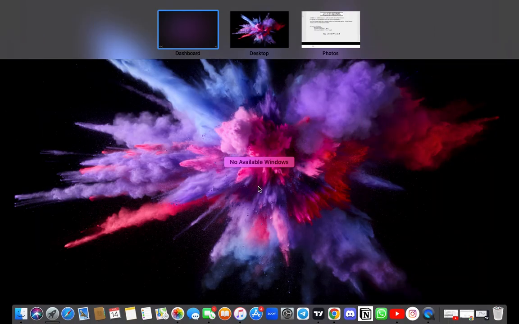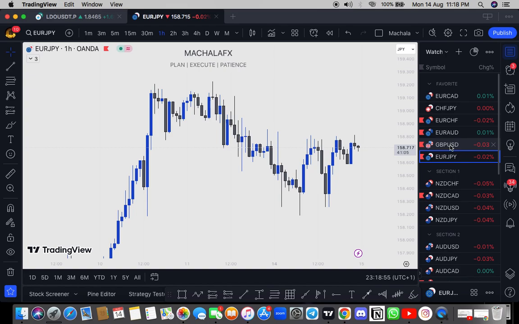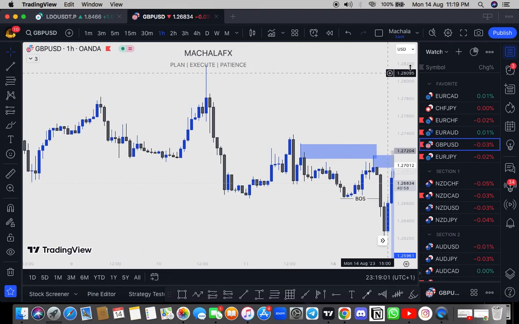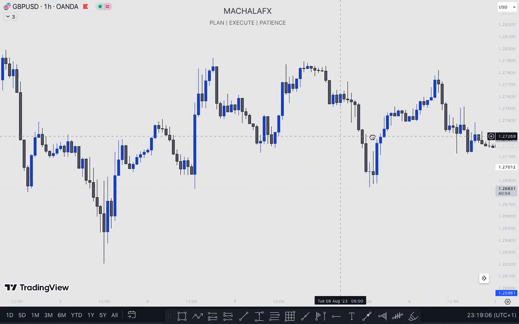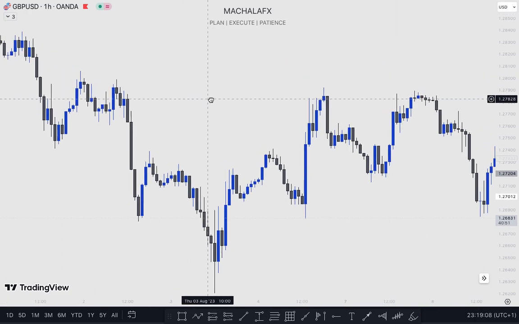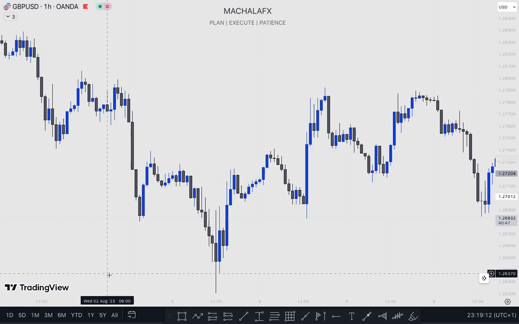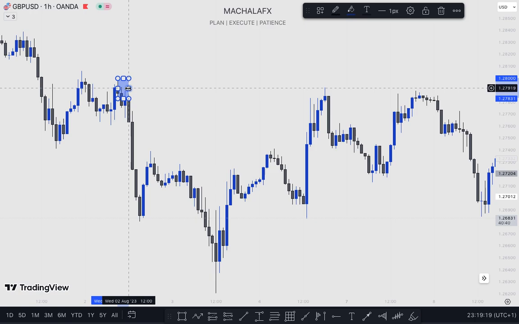Let me go to my TradingView. Okay. Let me go to GBPUSD. There is some candlestick rejection I saw there. So you can see that here, although I trade supply and demand, there's a supply that this market went into.